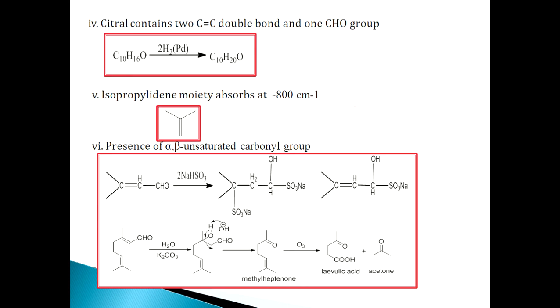When citral is heated with aqueous potassium carbonate, citral undergoes hydration and a retroaldol reaction, giving methyl heptenone. Ozonolysis of methyl heptenone gives acetone and levulinic acid. So this confirms the presence of the alpha beta unsaturated carbonyl compound.